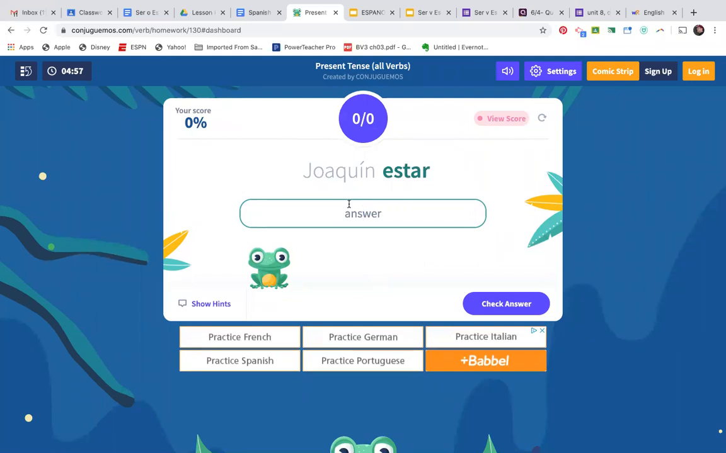Joaquin, that's someone's name, okay? What's your form? Let's add an accent. Joaquin está, okay? Pablo y yo, ser. Someone and I, this is Julia Kearney's favorite. Someone and I is always a we, nosotros. So what is the we form of ser? It is indeed somos. Work on that for 5 minutes and you're all set.